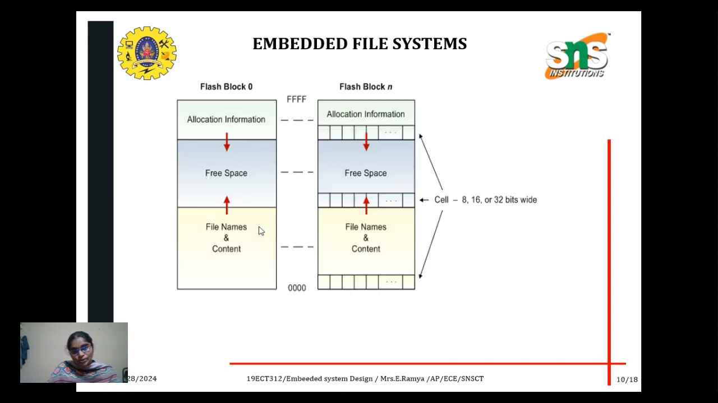data. So now we are discussing embedded file system. Here we see how embedded files are stored in the storage device and how they are allocated or retrieved from the memory. In this diagram, flash block 0 and then flash block n are available. First it has three concepts: allocation information, free space, and file name and content. It starts from block 0 to block n. Each block has 64 kilobytes.